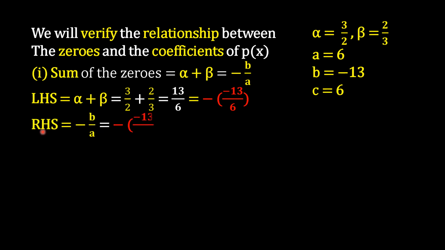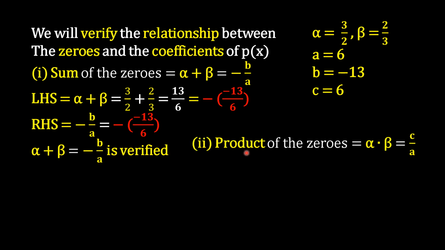Now RHS is minus b upon a, which is this. We will write the value of b, minus 13, upon a, which is 6. Here we observe that both LHS and RHS have the same value. Therefore, we can say that alpha plus beta equals minus b upon a is verified.